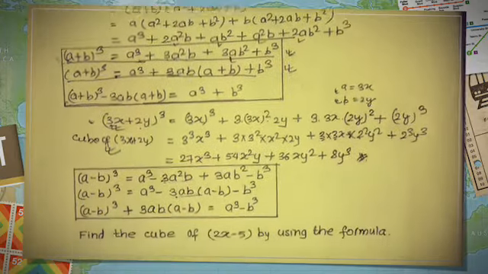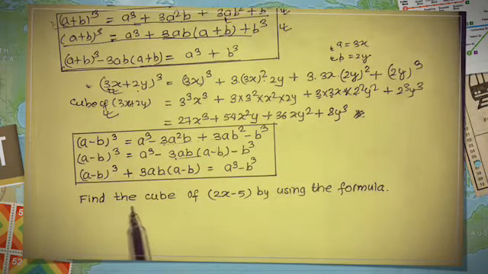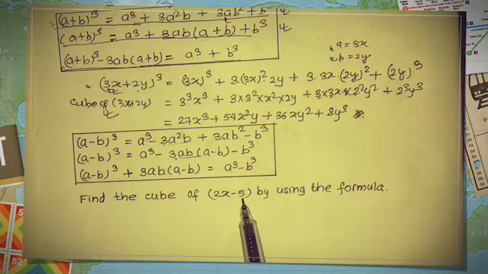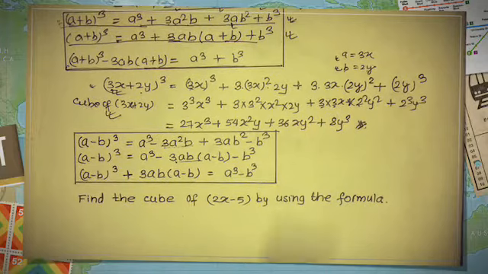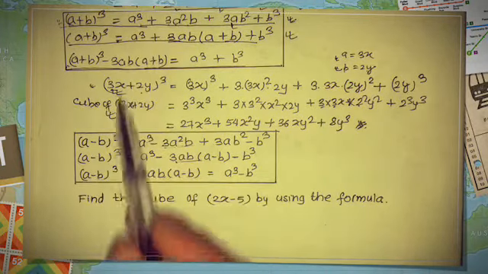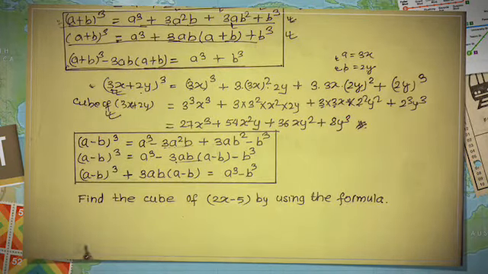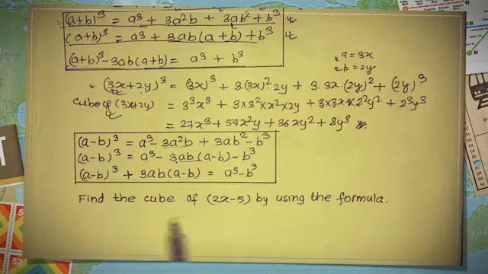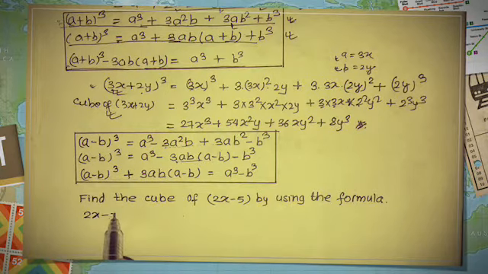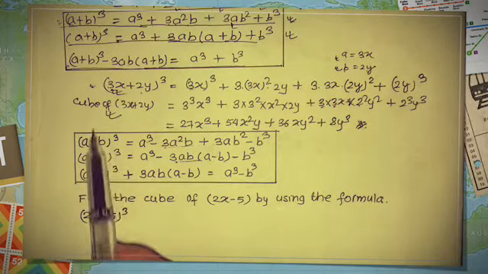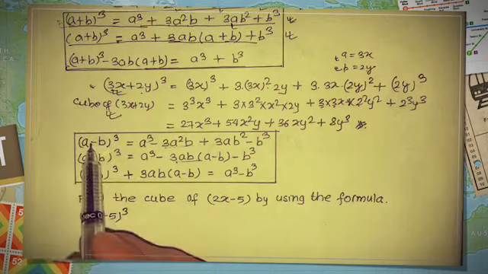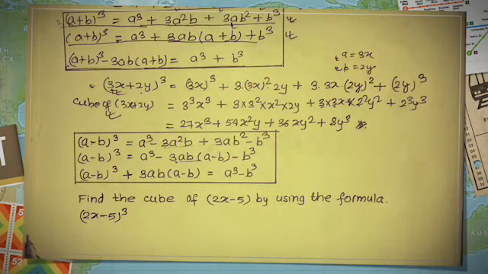Now you see one question we have here: find the cube of 2x minus 5 by using the formula. Among all these formulas, which formula do you have to use? The cube of 2x minus 5, that is (2x minus 5) whole cube, means this. Here there is minus, so we have to use this formula because it contains minus.